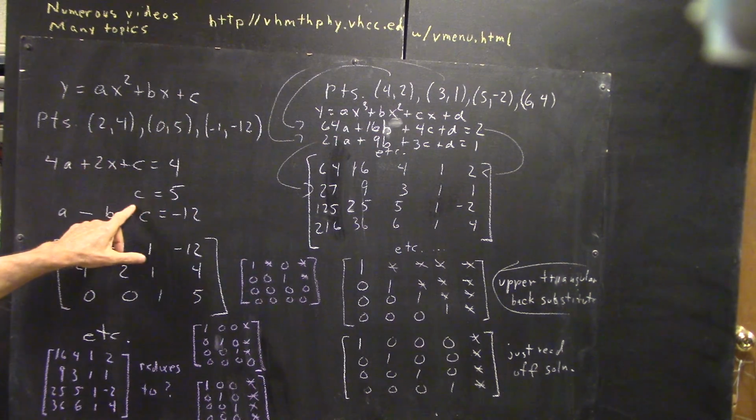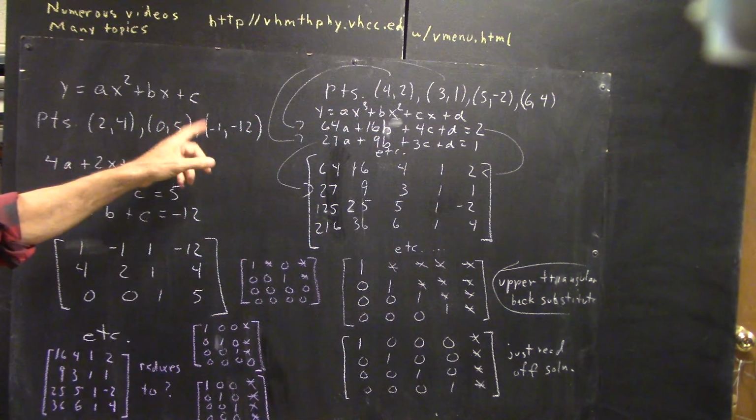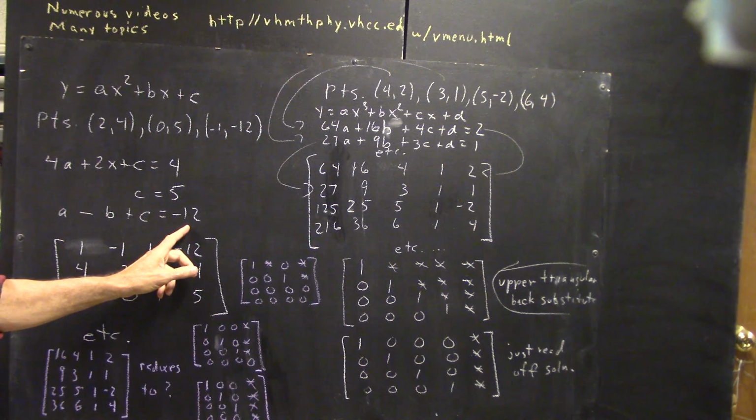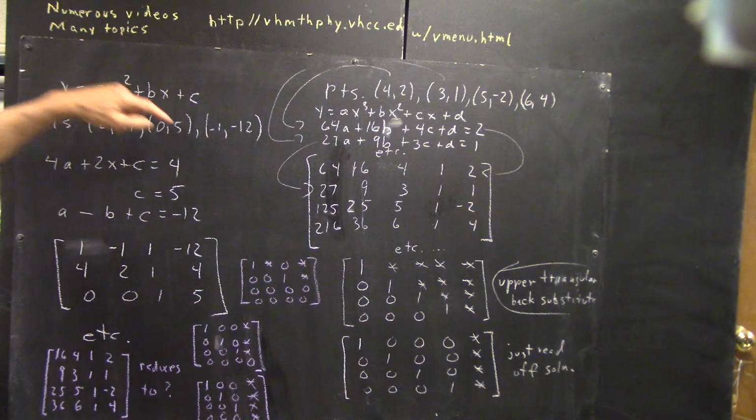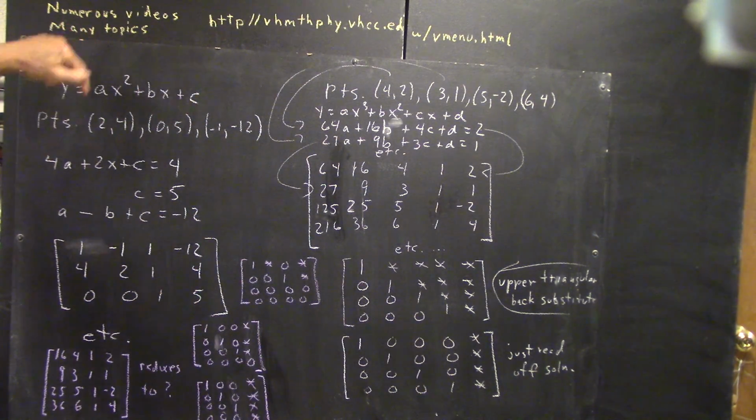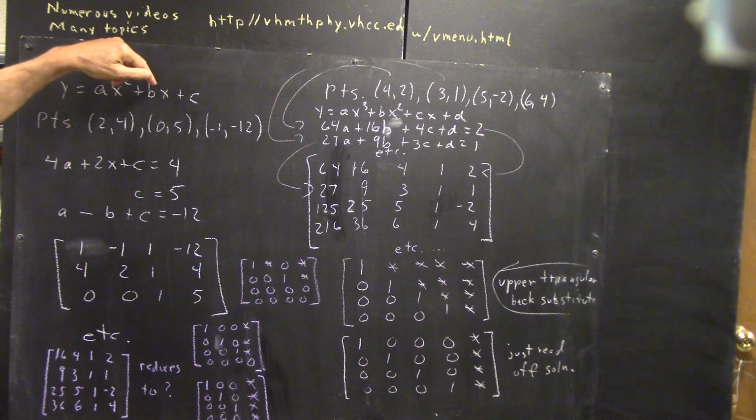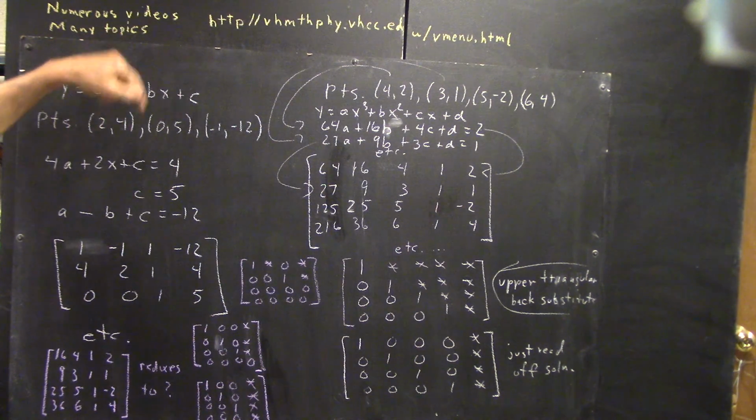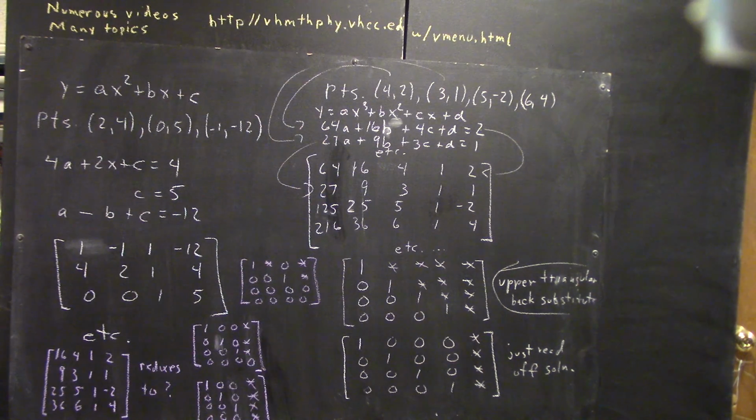0, 5 is going to give us c equals 5. Negative 1, negative 12, the y is going to be negative 12. X is negative 1, so x squared is 1, so we just get a. X is negative 1, so we're going to get negative b, and of course we're going to get c.